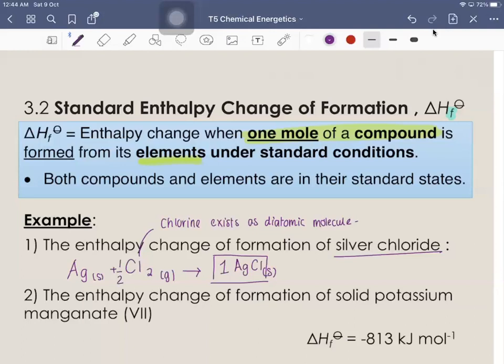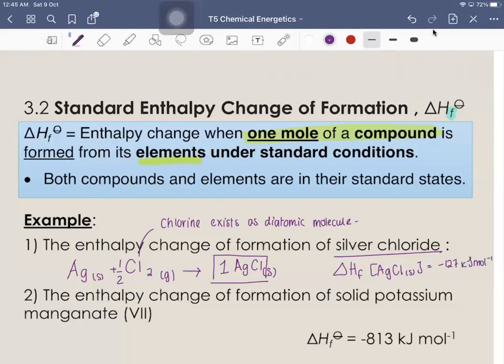And that represents the enthalpy change of formation of silver chloride. And the value is somehow missing. Usually we should write it as enthalpy change of formation. We are talking about forming 1 mole of silver chloride. We write it as delta HF of AgCl solid to be negative 127 kilojoules per mole.